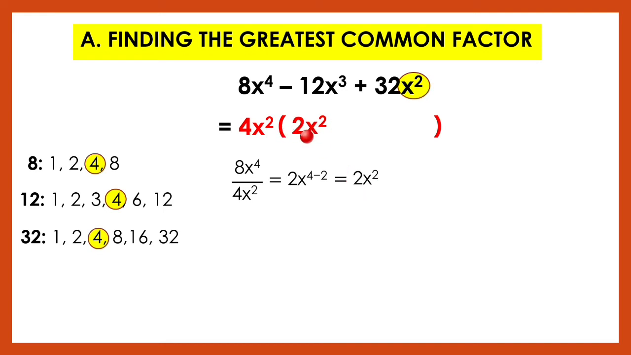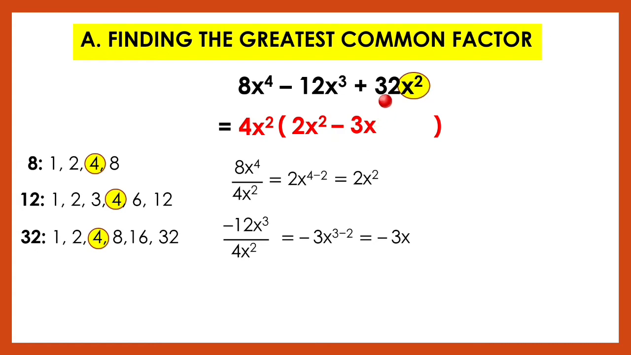Isusulat natin dito. Para naman sa second term, negative 12x cubed divided by 4x squared. So, negative 12 divided by 4 is negative 3. And then, yung variables, x cubed and x squared, pag ma-minusin natin yung kanilang exponent. X raised to 3 minus 2. So, 3 minus 2 is 1. So, therefore, we have negative 3x. Hindi na natin isusulat yung 1 na exponent. So, we have negative 3x.